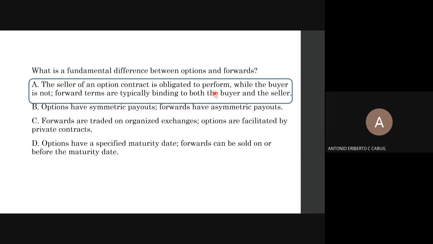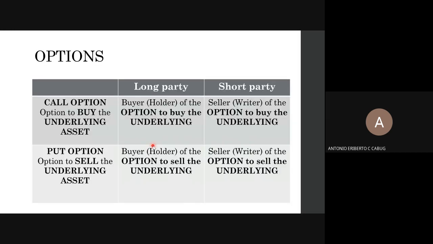So, hindi siya obligado. On the other hand, forward terms, when you are the buyer or the seller of the underlying, it will be binding to both of you. Forward terms are typically binding to both the buyer and the seller. Ikaw man ang bumili ng underlying, ikaw man yung nagbenta ng underlying, you are both obligated to perform. The correct answer is letter A. Nako, yan yung pinaka-basic difference, ha? Okay, letter A yung tamang sagot.